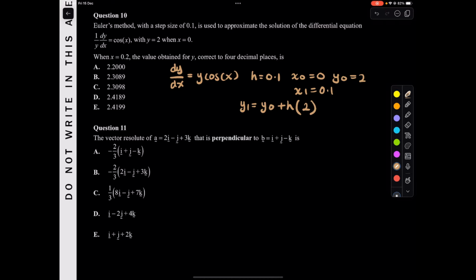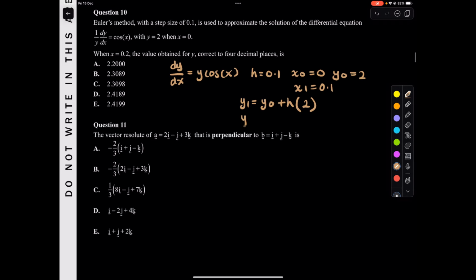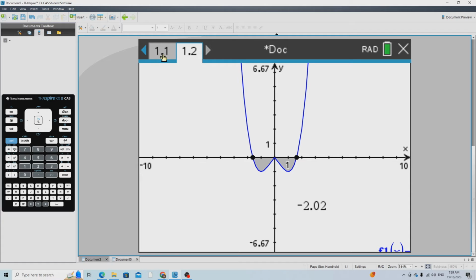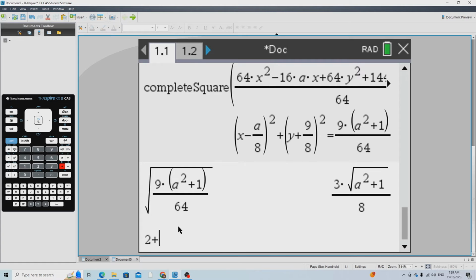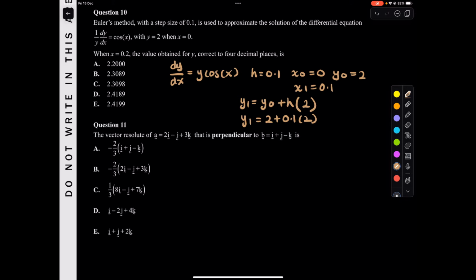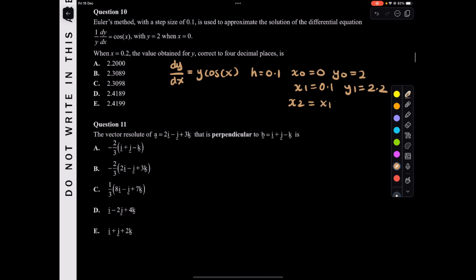Subbing those all in, y0 is what? It's 2 plus 0.1 times 2. Let's go on our calculator and write that down. 2 plus 0.1 times 2, and that's 2.2. So your y1 is 2.2. Done. Repeating this again, x2 is what? It's now x1 plus h, which is 0.1 plus 0.1, which is 0.2.